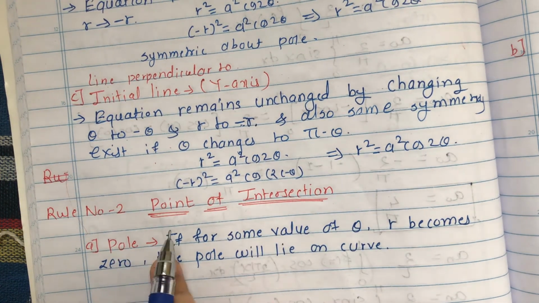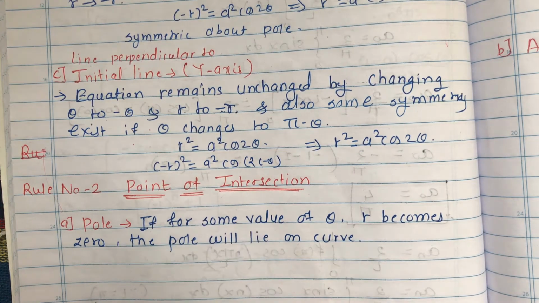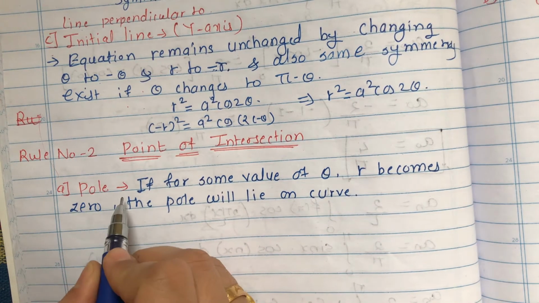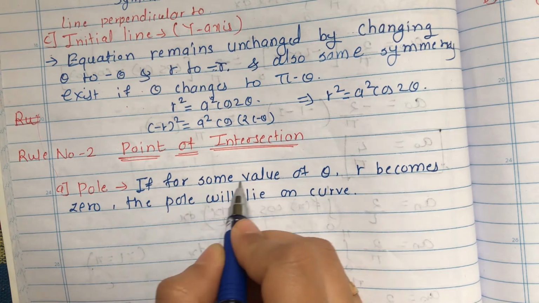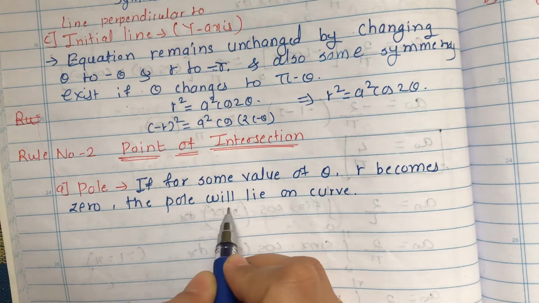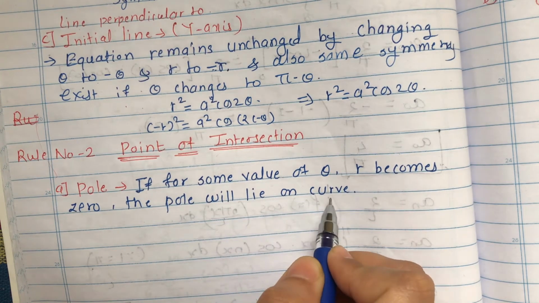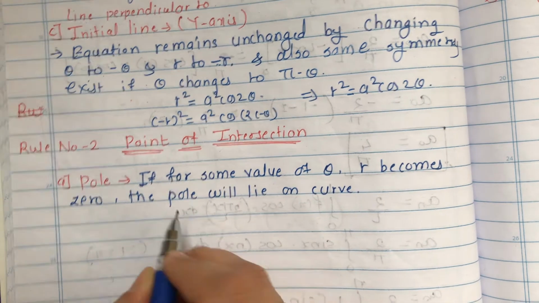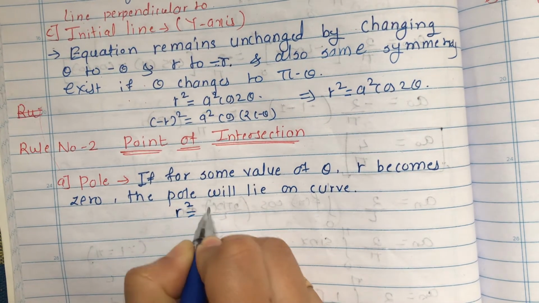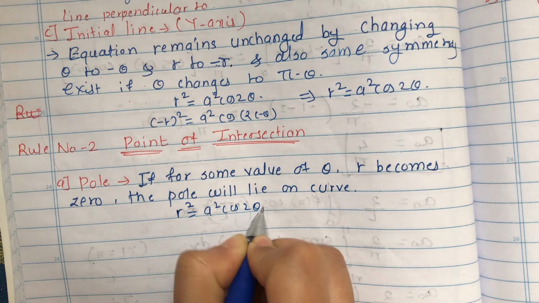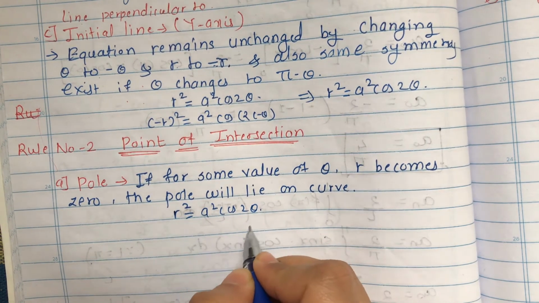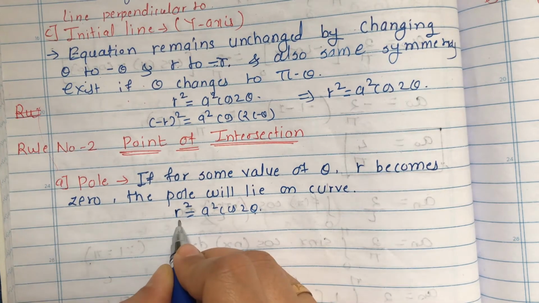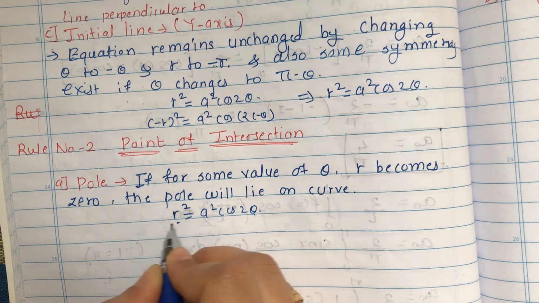Next, rule number 2 is point of intersection. First we will check whether the curve passes through the pole or not. The condition is that if for some value of theta r becomes 0, then the pole lies on the curve, or we can say the curve passes through the pole. Now the equation is r square is equal to a square cos 2 theta. We have to see for which value of theta r becomes 0.